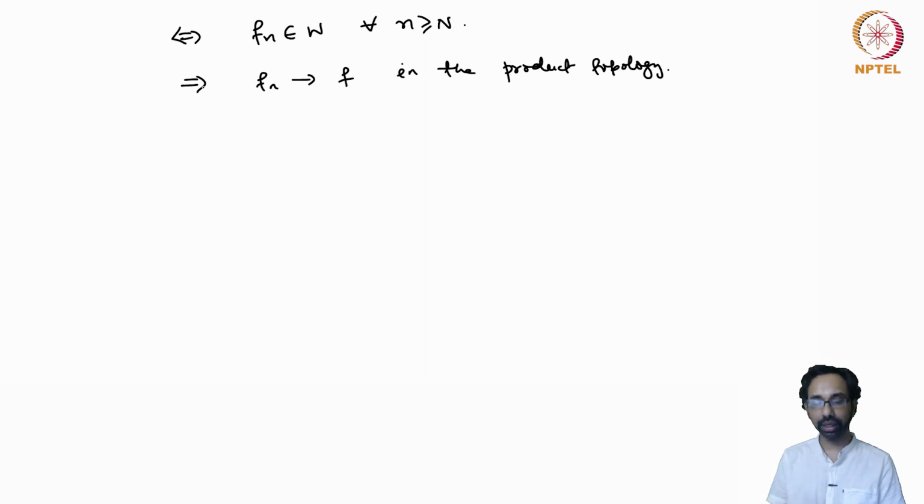And now we specialize somewhat and we consider another topology on the space of all functions from X to Y, but for the case when Y is a metric space. So let us see what is the definition of this topology.